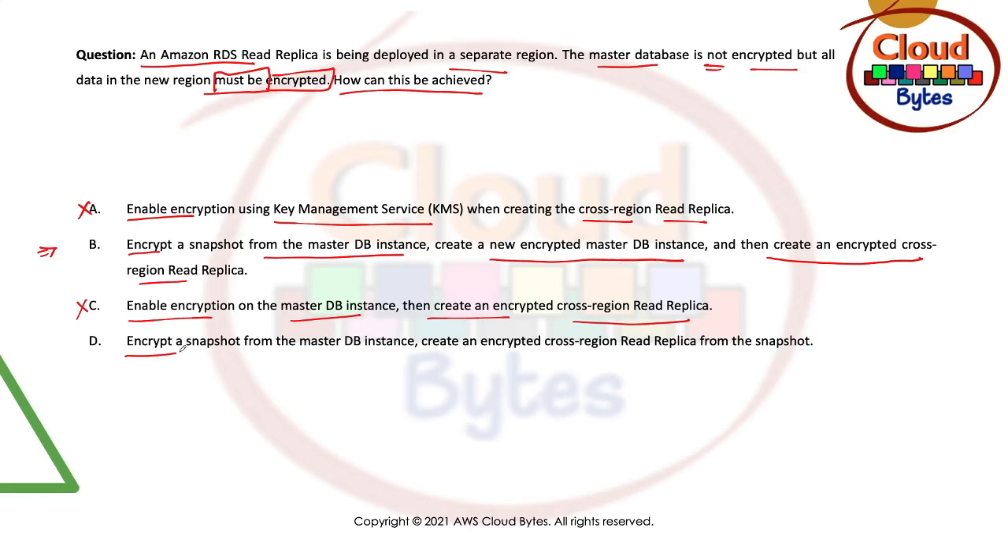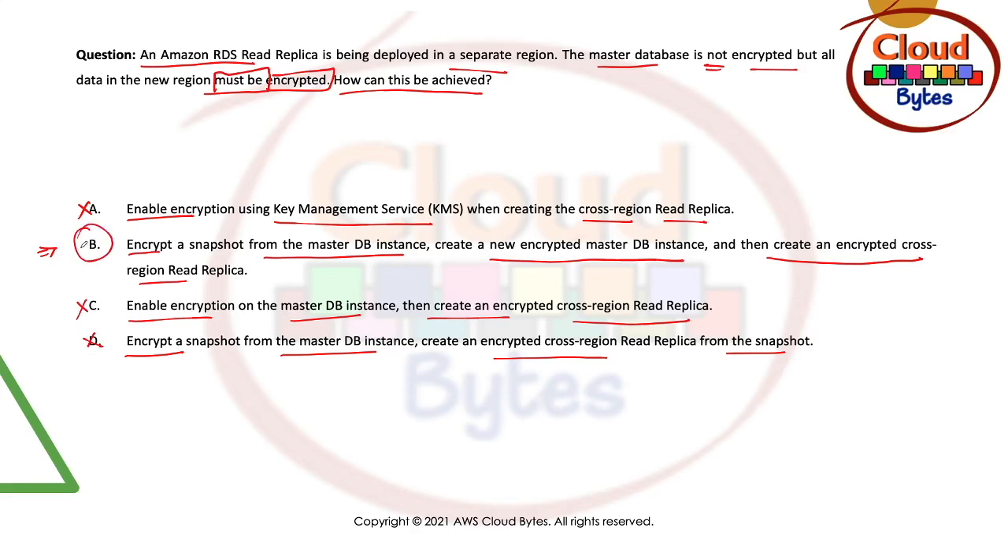Encrypt a snapshot from the master DB instance, create an encrypted cross-region read replica from the snapshot. So looking at this option, basically, you're taking a snapshot, encrypting a snapshot from master DB and trying to create an encrypted read replica, which will not work because you cannot have an encrypted read replica of a master DB if the master DB is not encrypted itself. So again, this option is incorrect.